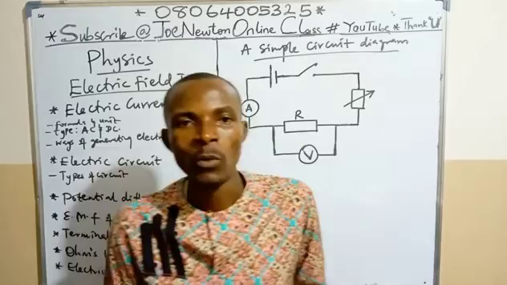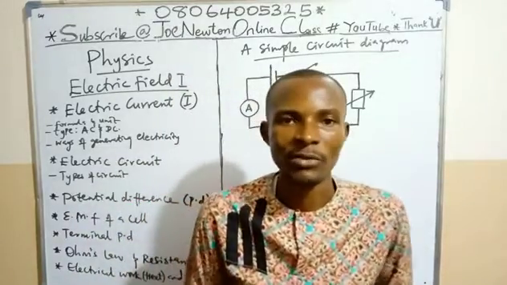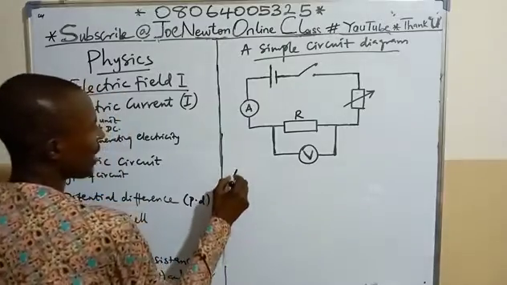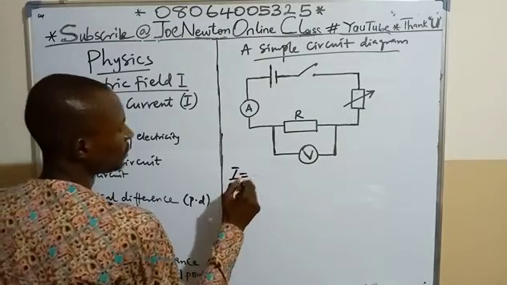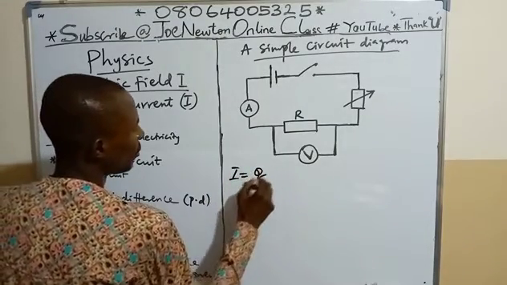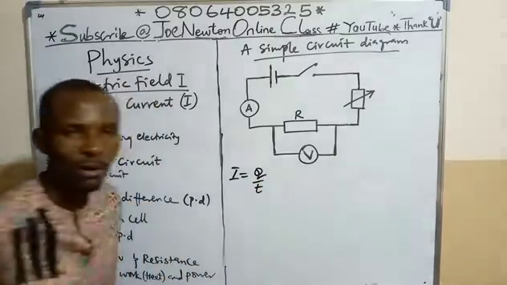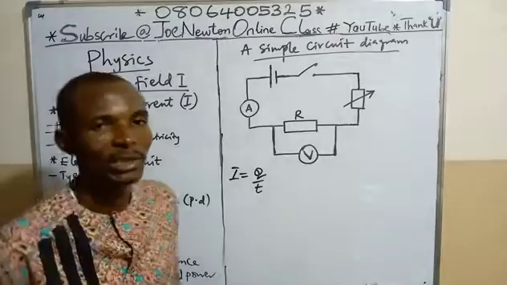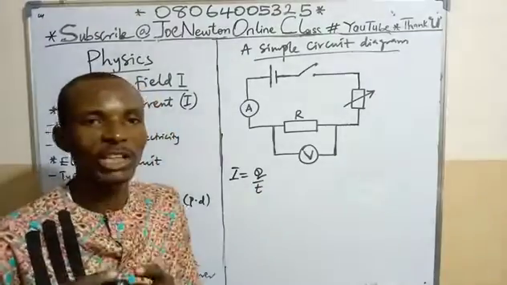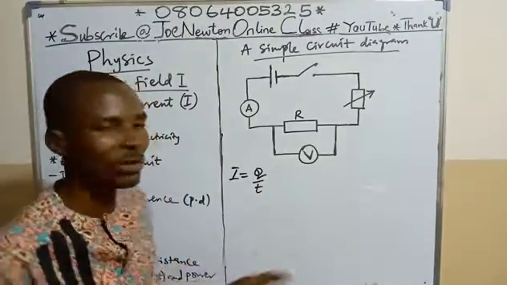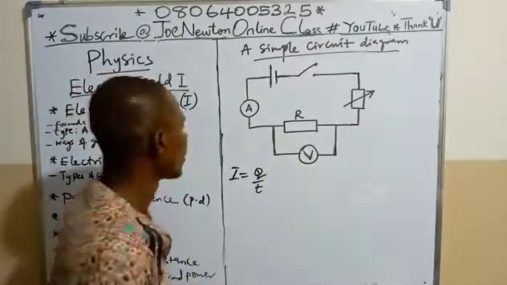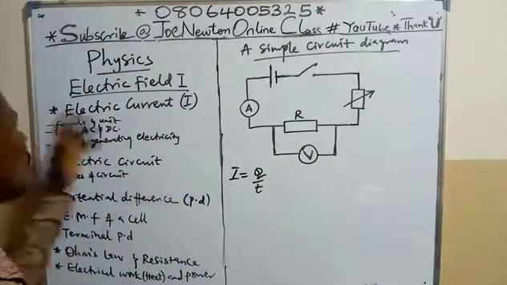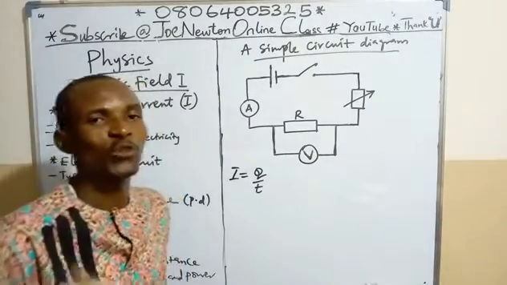Then, how do we calculate electric current? What's the formula for electric current? The formula for electric current is given by I equals Q over T. That is the formula for electric current, because current is the time rate of flow of charge. This Q stands for what? Charge in coulombs. T is what? Time in seconds.